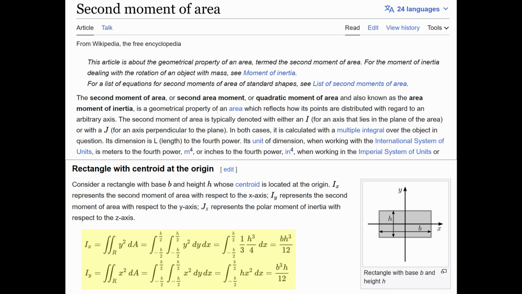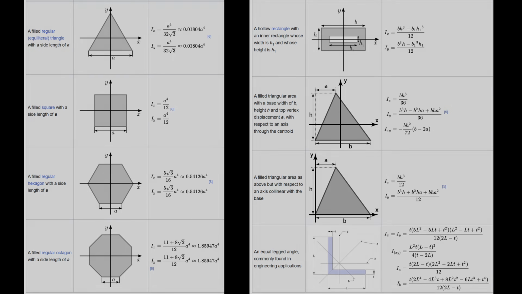Here is the result for a rectangle. The derivation of this property can get a bit messy, so it's not uncommon to look up the area moment of inertias for common shapes in tables like this. Again, if this is all very confusing, don't worry about it, because for our use case, this can be simplified down quite a bit. I encourage you to explore more online if you're interested.